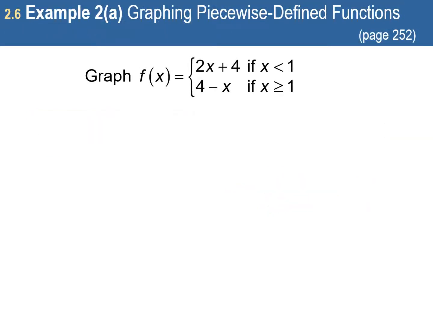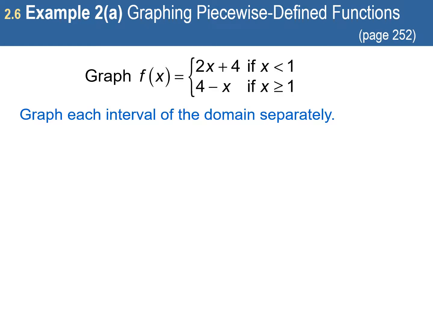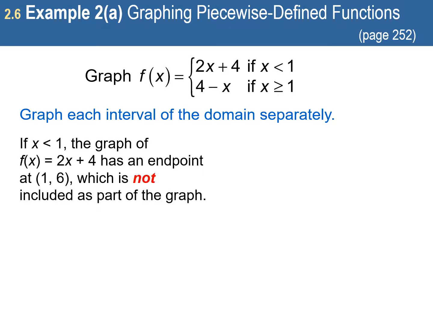So let's graph this piecewise function. You see, this function is defined to be 2x plus 4 when x is less than 1, and 4 minus x when x is greater than or equal to 1. So you want to graph each over their domain separately.